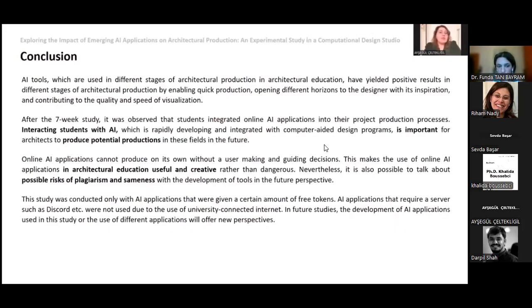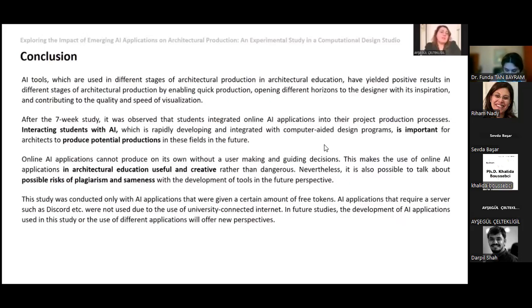AI tools which are used in different stages of architectural production and architectural education have yielded positive results by enabling quick production, opening different horizons to the designer with their inspiration, and contributing to the quality and speed of visualization. After the 7-week study, it was observed that students integrated online AI applications into their project production processes.